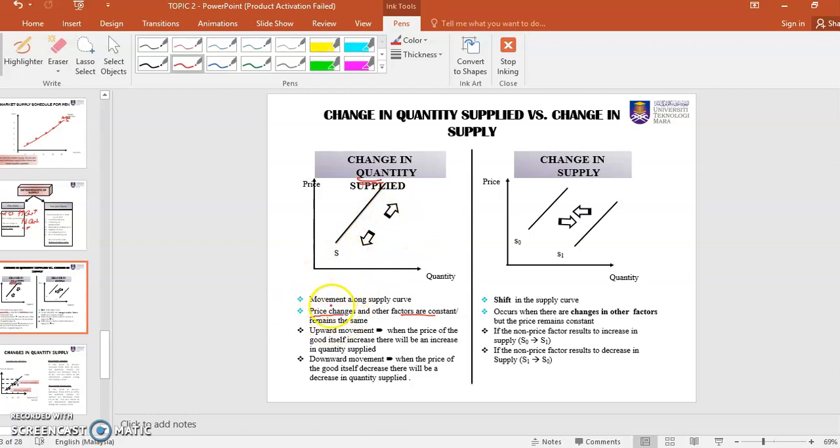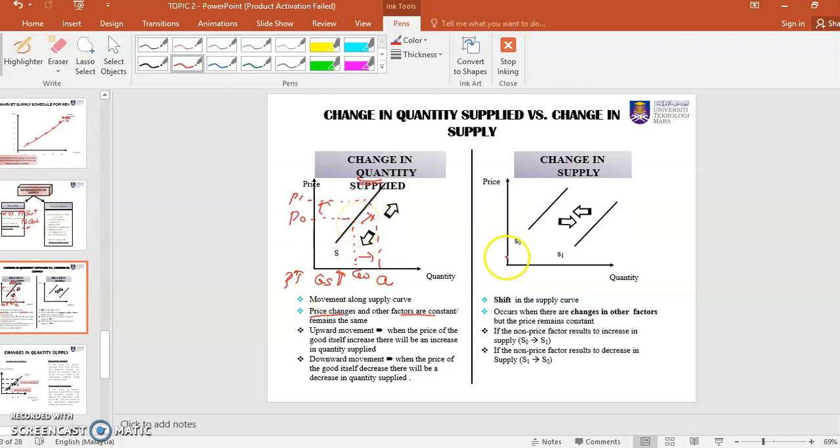Okay, the price factor means when price increases, quantity supply will increase. Look here, this is the original price, P0. Okay, price increases to P1, for example. So it shows quantity increases. When price increases, quantity supply also increases. So it shows an upward movement.